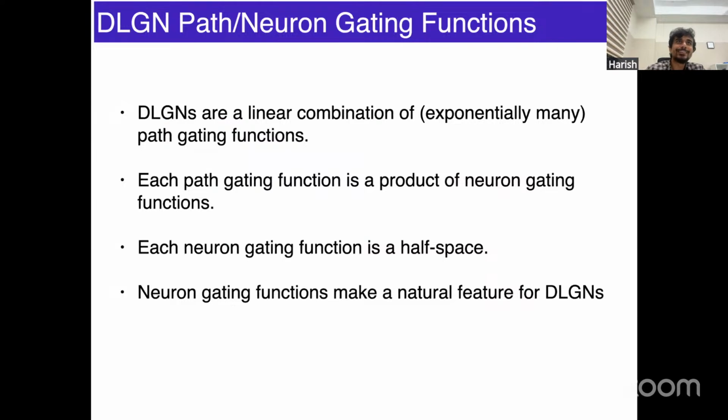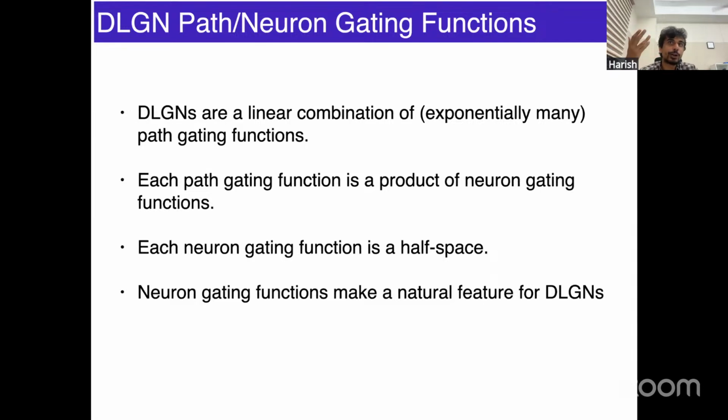So DLGNs are a linear combination of path gating functions, each path gating function is a product of neuron gating functions, and each neuron gating function is just an indicator function of a half space. This means that the neuron gating functions are a natural notion of a model feature for DLGNs. Unlike ReLU networks, where you can make something similar, but if you do that, it's not a product of half spaces.